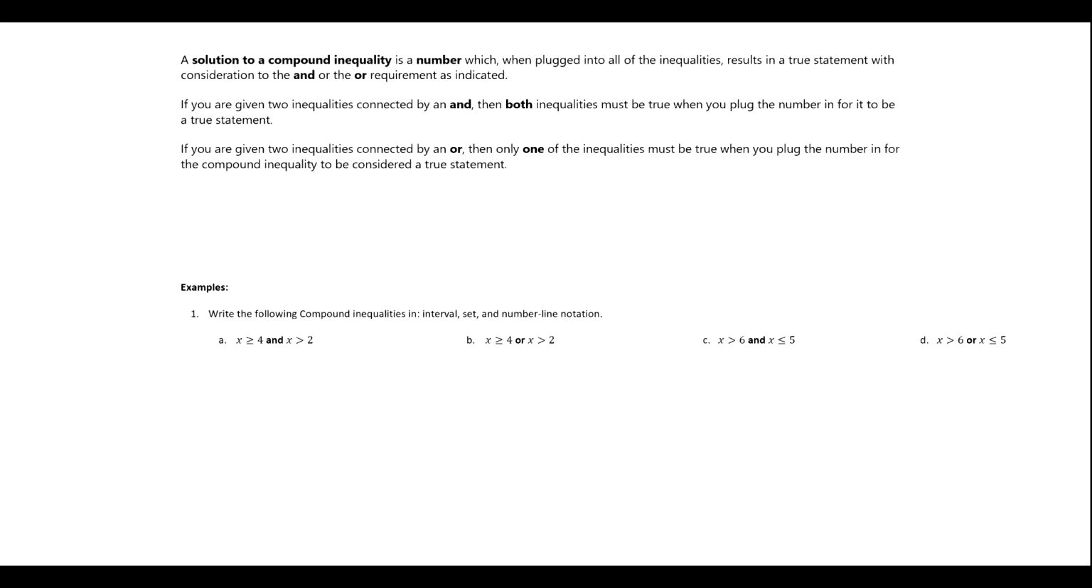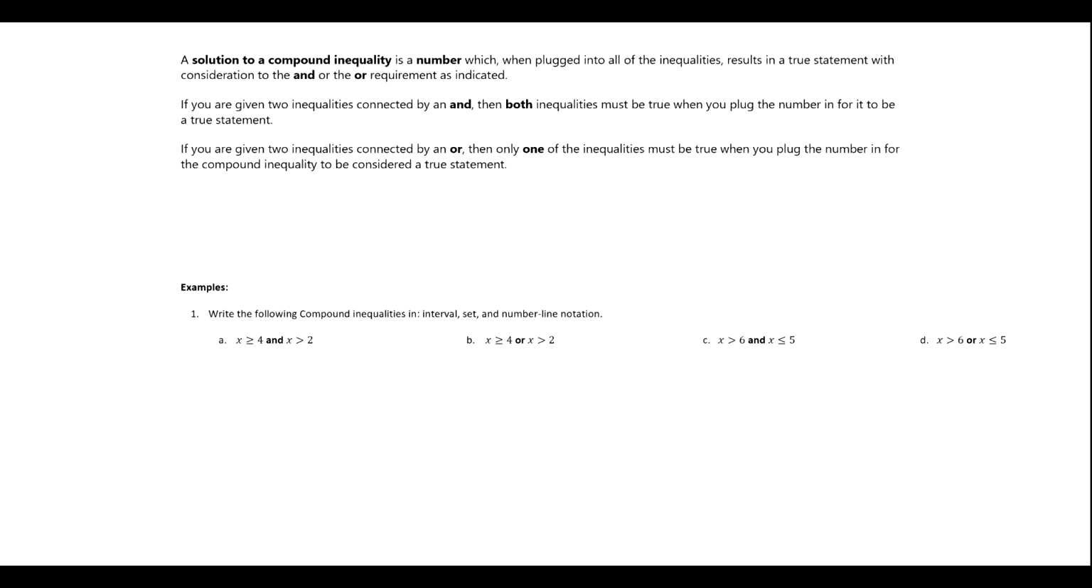And to get started working with compound inequalities in this class, we're going to only focus on compound inequalities with two restrictions involved. So generally your questions will have a collection of two inequalities connected by different words. And we say a solution to a compound inequality, similar to the definition that we had for the word solution before, is a number which, when we plug it into all of the inequalities we have, results in a true statement overall.